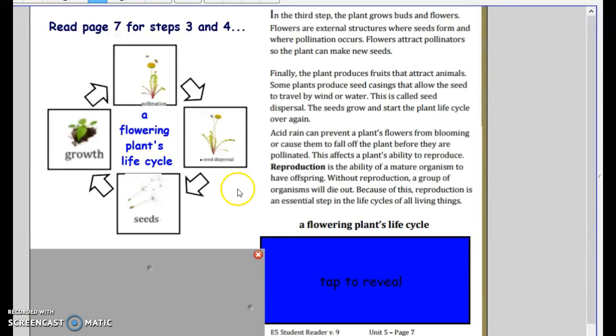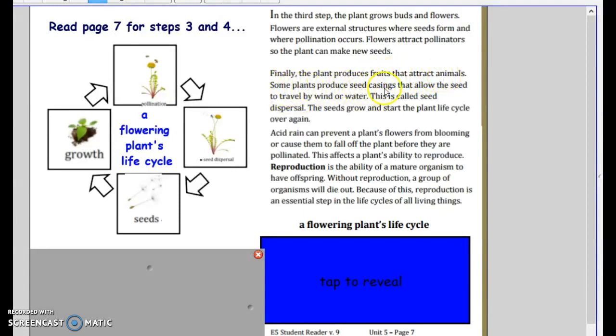Okay, page 7. In the third step, the plant grows buds and flowers. Flowers are external structures where seeds form and where pollination occurs. Flowers attract pollinators, like insects, so that the plant can make new seeds. Finally, the plant produces fruits that attract animals.